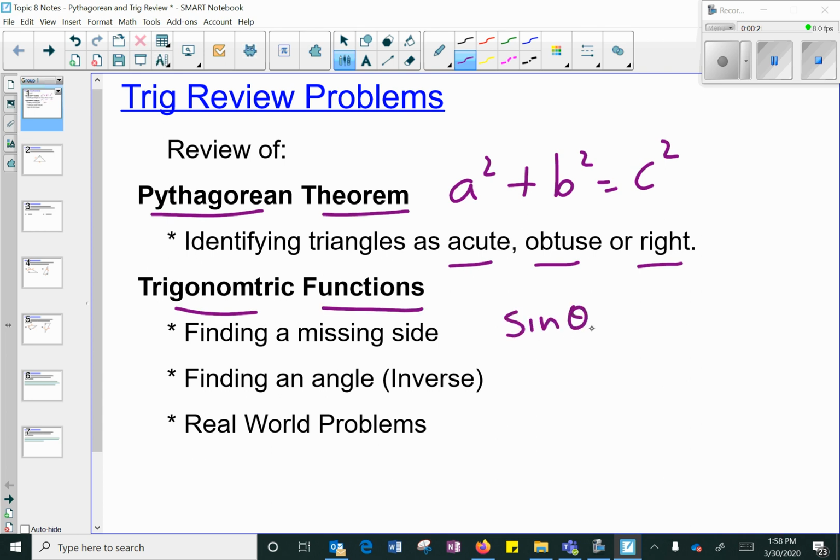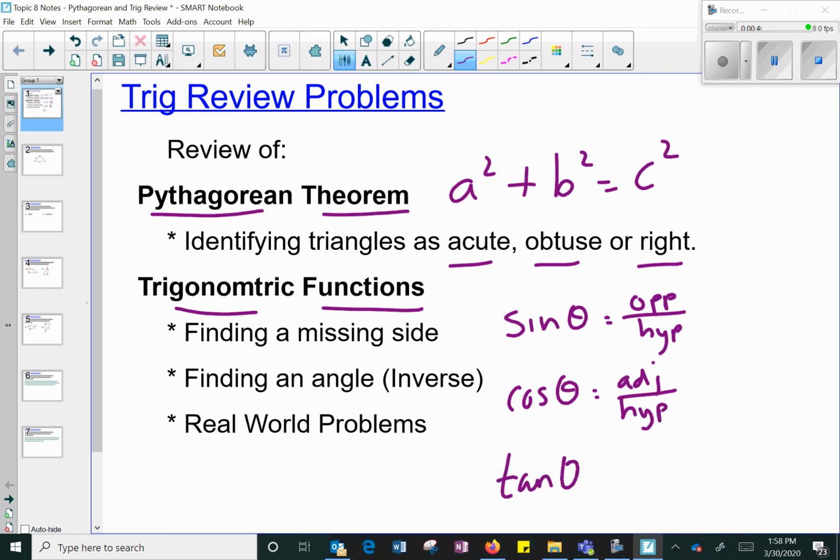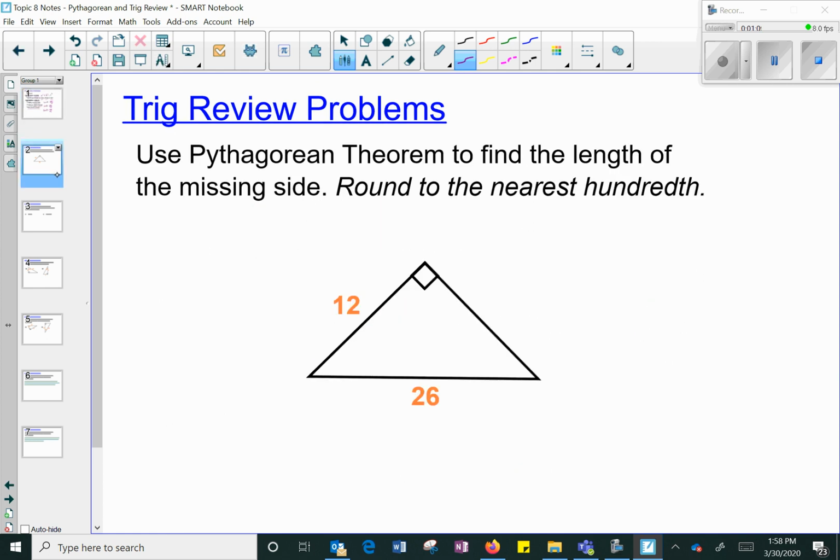So remember, sine of theta, or some reference angle, equals opposite over hypotenuse. We have cosine of theta equals adjacent over hypotenuse. And then we have tangent of theta equals opposite over adjacent. So these are our trig functions we can use to find missing sides. We can use them to find angles with the inverse function, and we're going to use them to solve real-world problems today. This is a quick review as we prepare for an online graded assignment that you will have next week. So let's take a look at this problem.